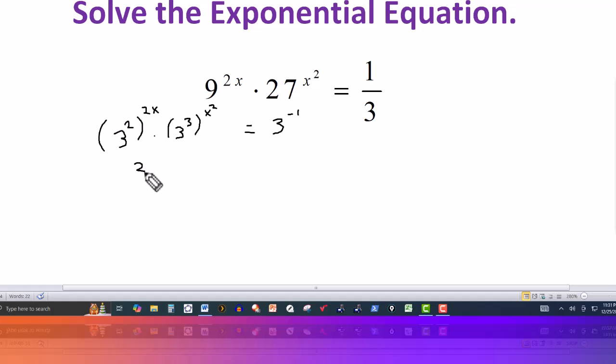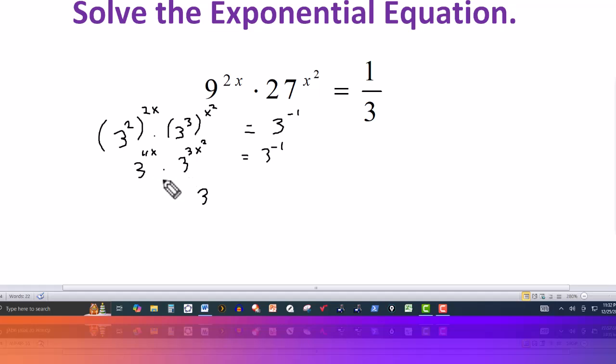And then use laws of exponents. We've got power to a power here. We can multiply the exponents. So 2 times 2x will give me a 4x here. And then for this one, it'll be 3, then power to a power again, multiply the exponents. This will be 3x squared. That's equal to 3 to the negative 1.